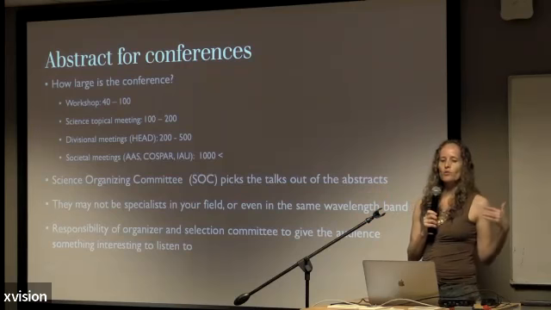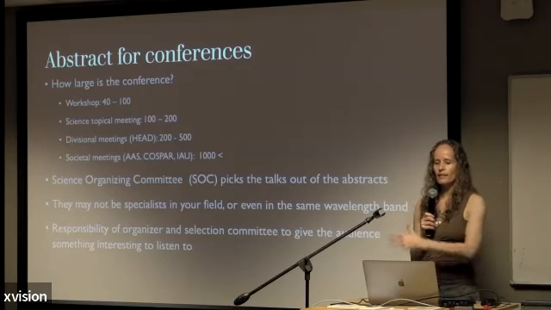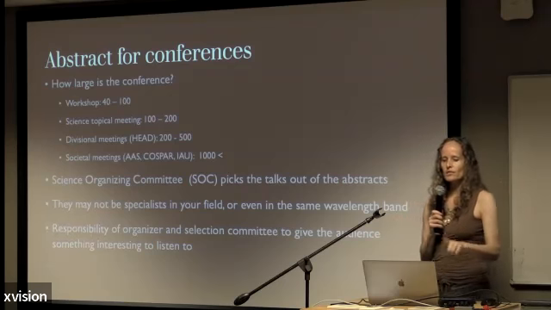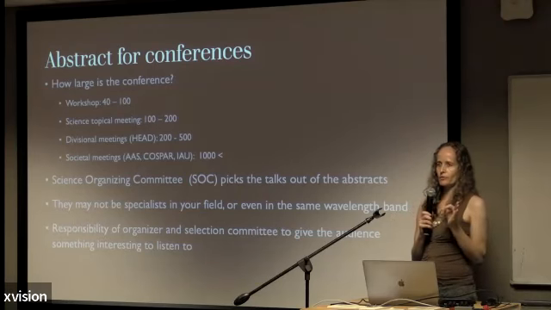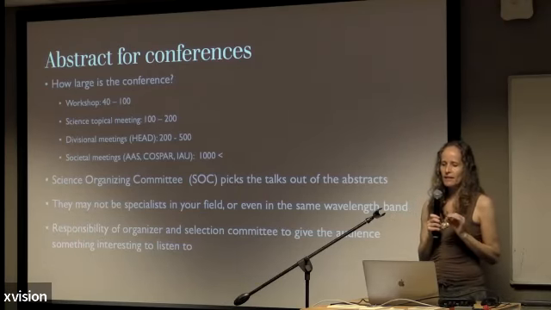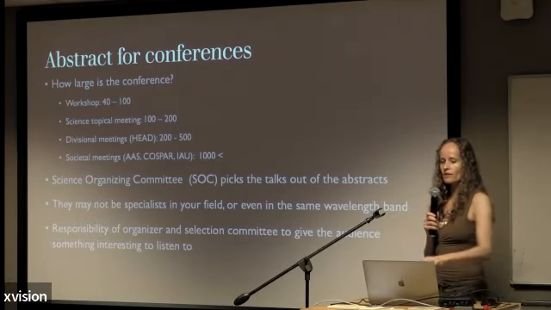And then you've got societal meetings, like the AAS, the American Astronomical Society, COSPAR, the IAU. These are 1,000 people and above. And here, it's actually interesting. The divisional meetings, I would claim, are the hardest to get a talk at. It is very competitive. There'll be 100 abstracts and they'll pick 12. So the chances of getting a talk there are quite low.